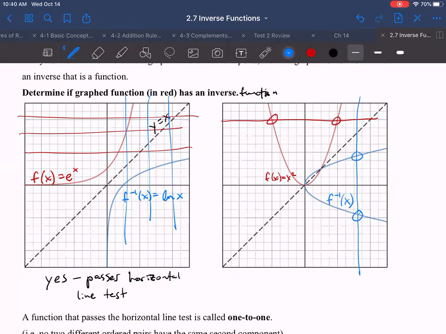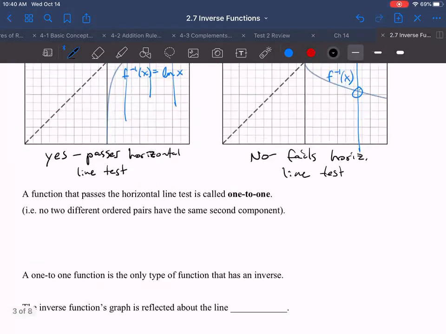Again, notice though that along this dotted line, we could fold it right along that line and they would match up. They're like mirror images across that dotted line. But you can see that it failed the horizontal line test, which means the inverse will fail the vertical line test. So this is a no. It fails the horizontal line test. Okay?